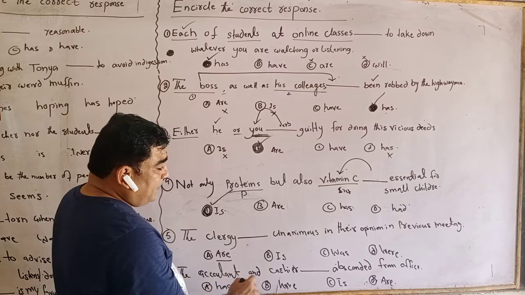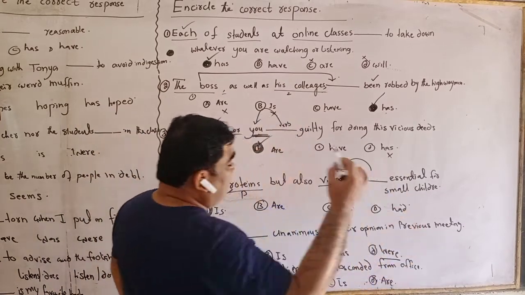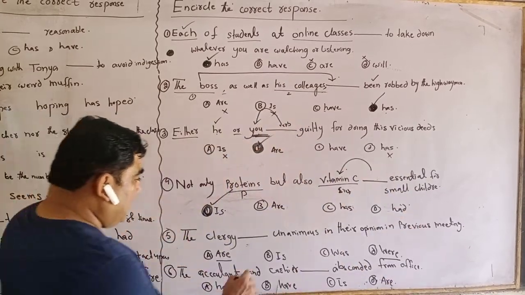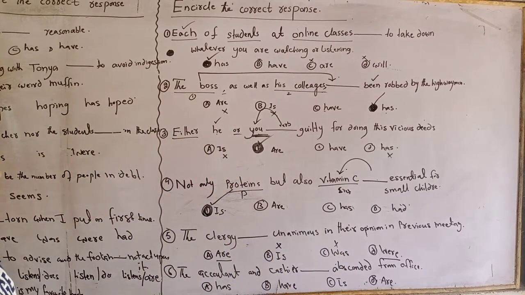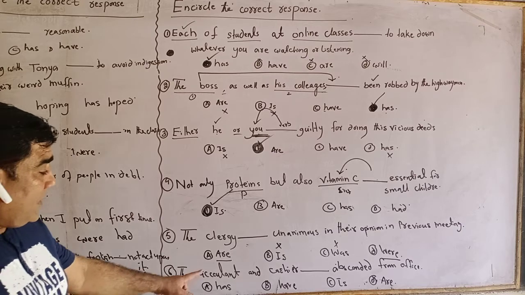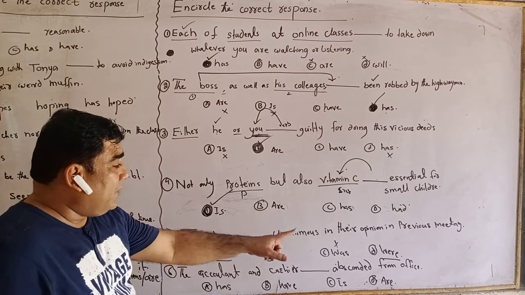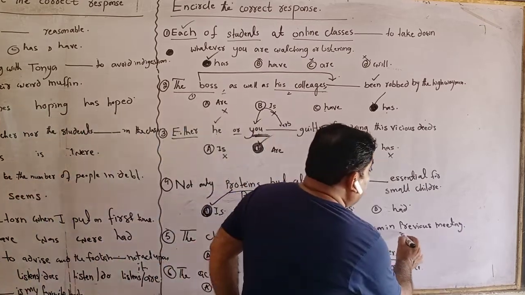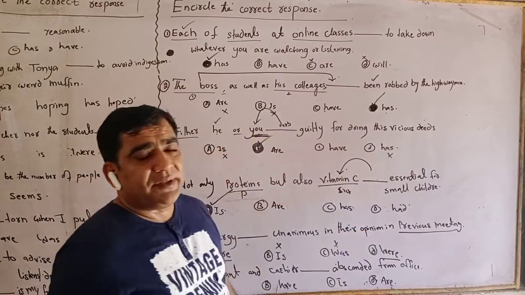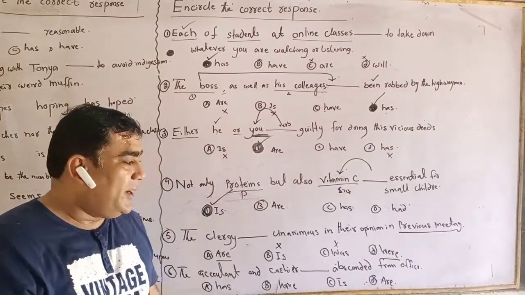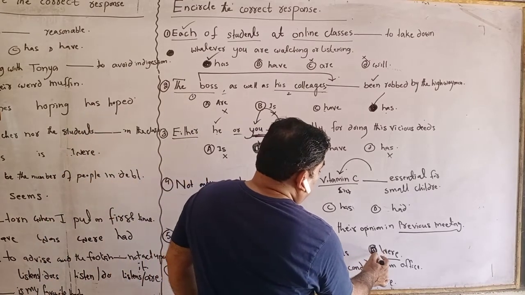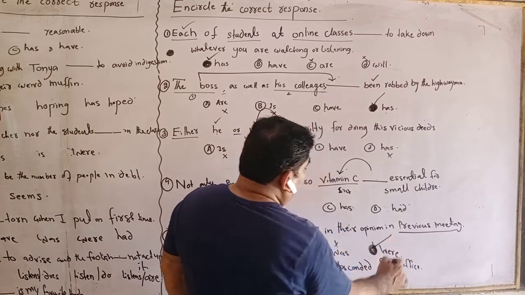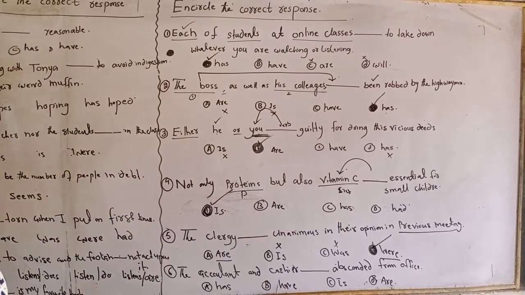Are is plural, were is plural, and which one would be better? And these, is and was, are wrong. "The clergy dash unanimous in their opinion in the previous meeting." So what will we do? Are and were. It's written previous meeting. Previous means it has been past. It means we are not using are, but were would be the proper way to deal with it.